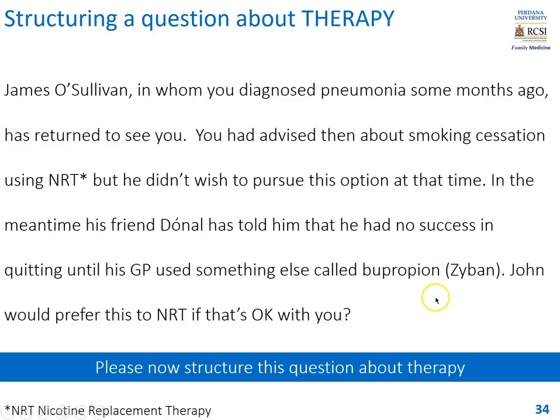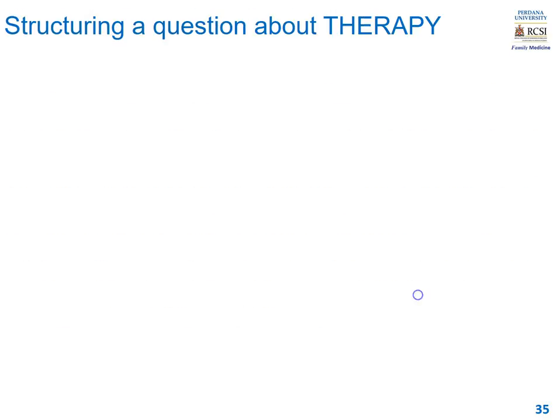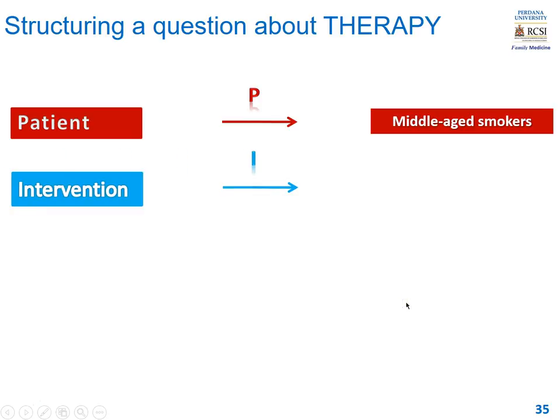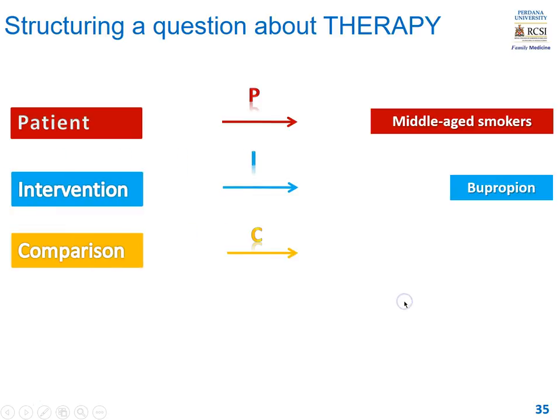So Mr. O'Sullivan now asks you, doctor, can I have this instead rather than NRT? You're not quite sure if bupropion is as good as, or better than, or safer than nicotine replacement therapy, so you decide to structure a clinical question around this topic. So let's do that now. So the patient's here. John O'Sullivan is 45 and he's a smoker, so middle-aged smokers will do fine. Intervention, bupropion, comparison, nicotine replacement therapy, or NRT. You could switch these around, it doesn't matter which way they go in.